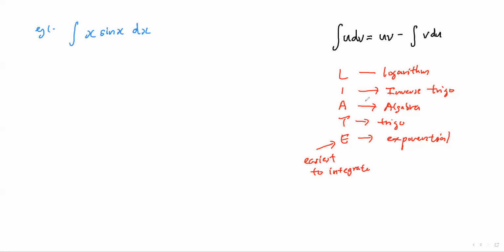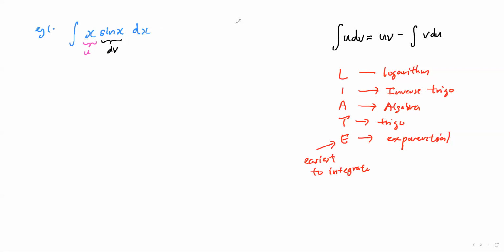If you compare x and sine x, x belongs to algebra and sine x belongs to trigo. According to this hierarchy, trigo is easier to integrate than algebra, so we should assign dv to sine x. So this sine x should be our dv, and x should be our u.